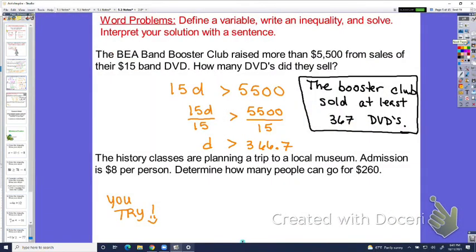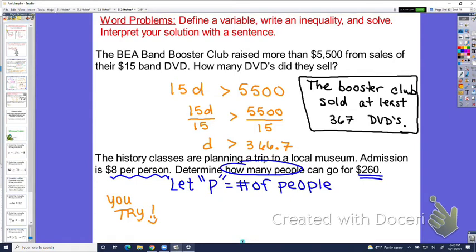Alright, moving on here, Miss Coffee talked about the Band Booster Club problem. You needed to try the one about the history classes planning a trip to a local museum, and it's $8 a person. Determine how many people can go if they only have $260. So again, we're going to define our variable on these. We're going to say let p equal the number of people.